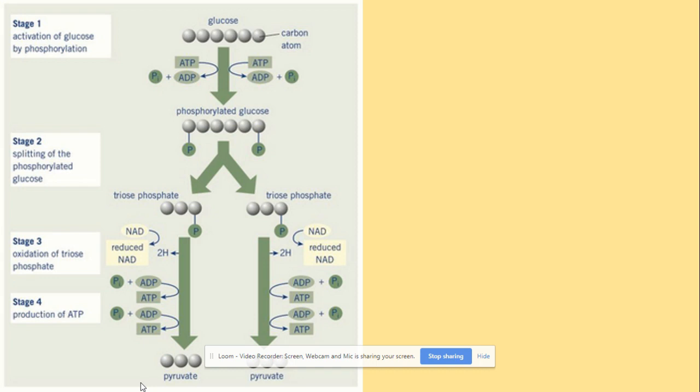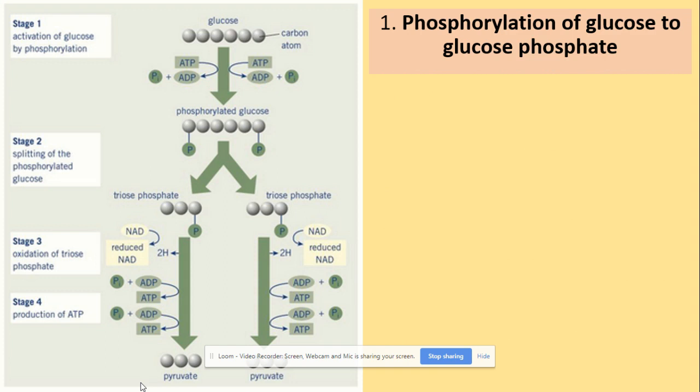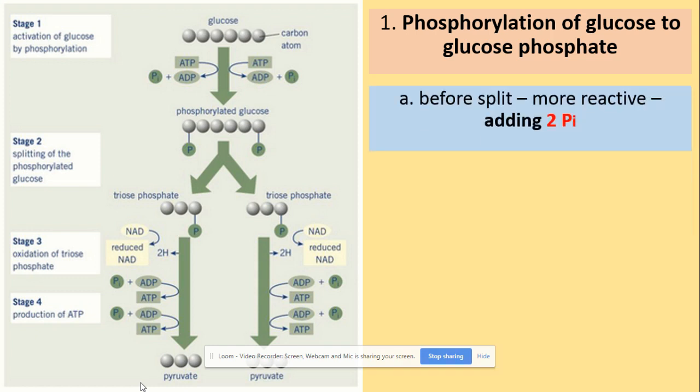So this is the overview of glycolysis. Starting at the top of the diagram, we start with glucose, because the substrate for glycolysis is glucose. Glucose has six carbon atoms, and as you can see, in the first step of this process glucose gets phosphorylated. What is phosphorylation? Phosphorylation is the addition of inorganic phosphate. Where is this inorganic phosphate coming from? Of course, it comes from the hydrolysis of ATP. So here we need two molecules of ATP, which will be hydrolyzed, and we add an inorganic phosphate from those two ATP molecules to this glucose.